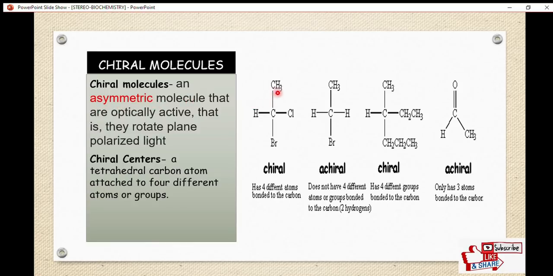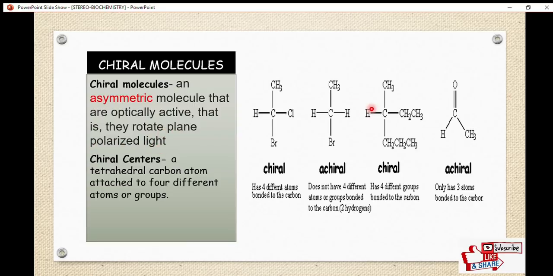All right, so for example, when we take this compound, we have CH3 here, we have chlorine here, we have bromine, we have a hydrogen and one carbon atom here. So this carbon atom, when we check all the bonds around it, doesn't have any similar bonds. This hydrogen is different from this methyl group, and this methyl group is different from this chlorine, and this chlorine is different from this bromine. So it doesn't have any symmetry. You can't divide this compound into 2, 3, 4, or anything else. So it's an asymmetric molecule that is optically active, and it rotates plane polarized light.